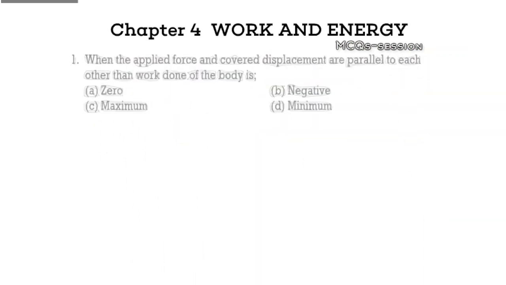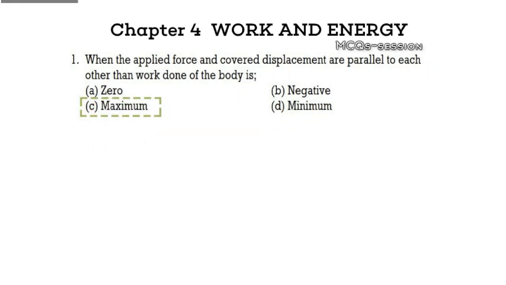Question 1. When the applied force and covered displacement are parallel to each other, what is the work done on the body? Options: A, 0, B, negative, C, maximum, D, minimum. Pause the video and guess the right answer. The correct answer is C, maximum.